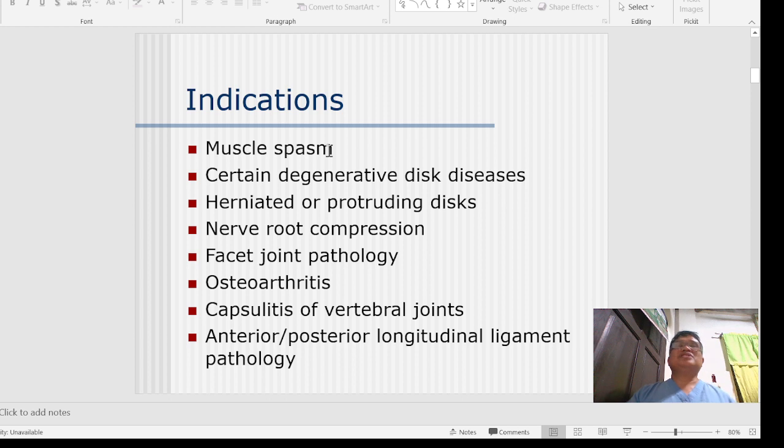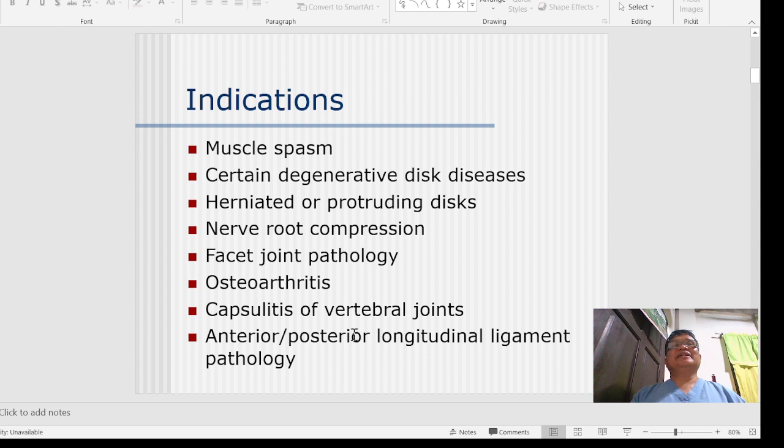So, indications. We can use it for patients with muscle spasms in the neck or low back, and certain degenerative disc disease. Certain means not all, so there are some degenerative disc diseases where you cannot apply traction. Herniated or protruding disc, so disc herniation or protrusion. Nerve root compression, when your nerve root is pinched in the intervertebral foramen. Facet joint pathology, osteoarthritis, capsulitis of vertebral joints. You also have spondylosis. It can be used.